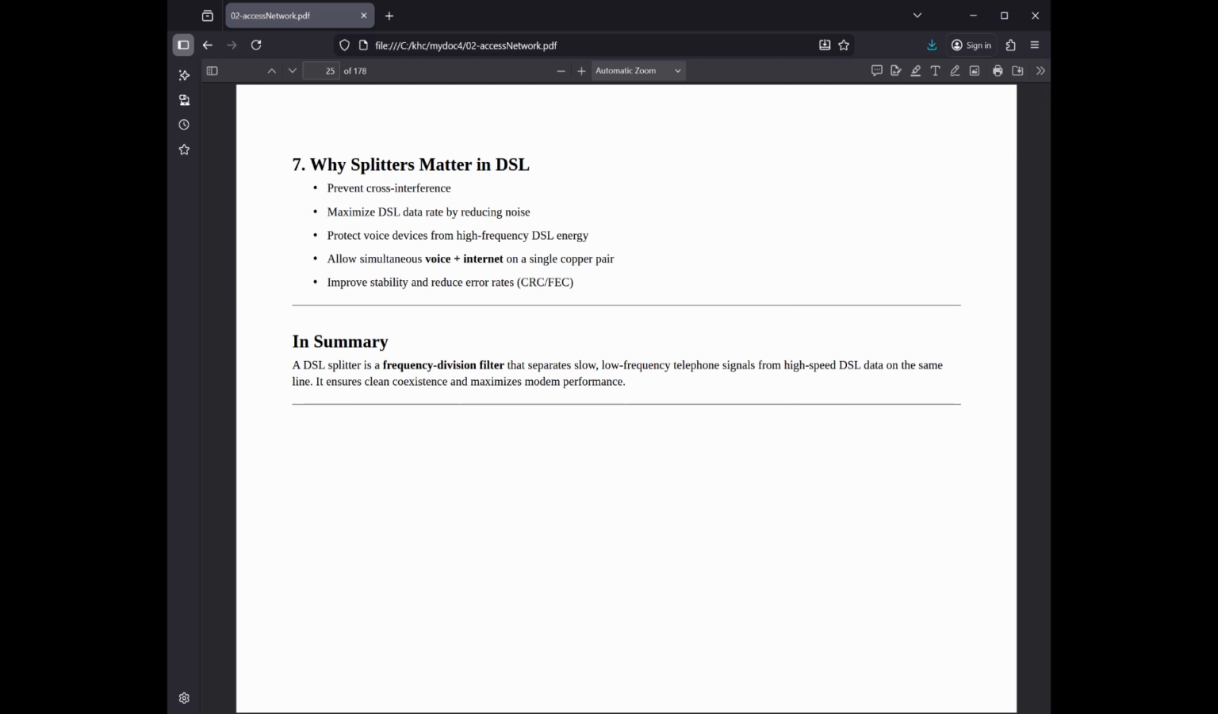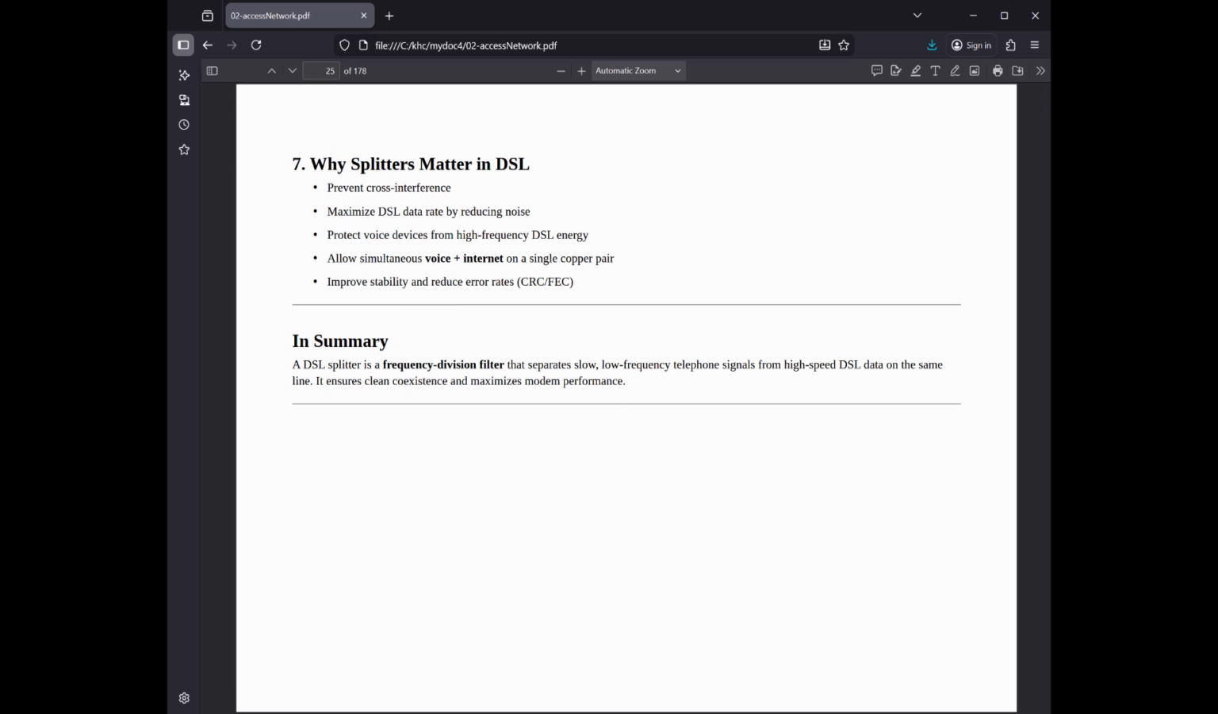Data integrity: voice activities such as picking up the phone receiver, dialing, or a phone ringing generate electrical transients. These sudden changes can cause data errors or a complete loss of the DSL internet connection if not filtered out. 2. Optimizing network performance. Signal strength: splitters ensure that the full energy of the DSL signal is directed to the modem. Without one, a significant portion of this energy is wasted or absorbed by the telephone equipment, potentially halving the signal strength received by the modem.